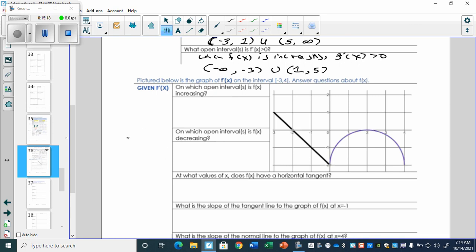It says the picture below is the graph of f prime of x. This is f prime of x. All right? On which open intervals is f of x increasing? So that's when f prime of x is greater than 0.